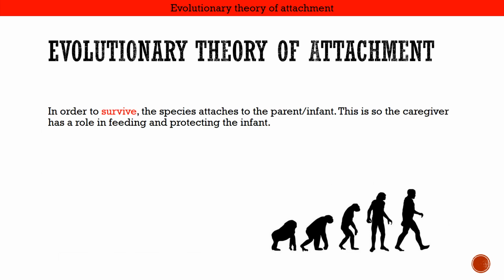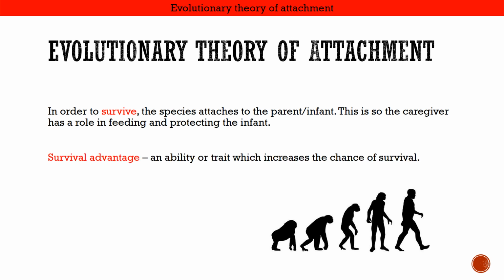So, the evolutionary theory of attachment is based on the idea that in order to survive, the species attaches to the parent or infant. So, obviously, the infant attaches to the parent and the parent attaches to the infant, and this is so the caregiver has a role in feeding and protecting the infant. This gives us a survival advantage. A survival advantage means any ability or trait which increases the chance of survival.